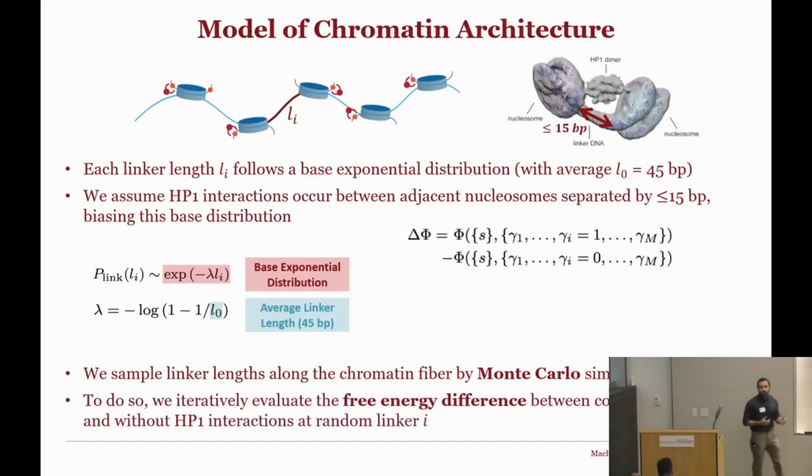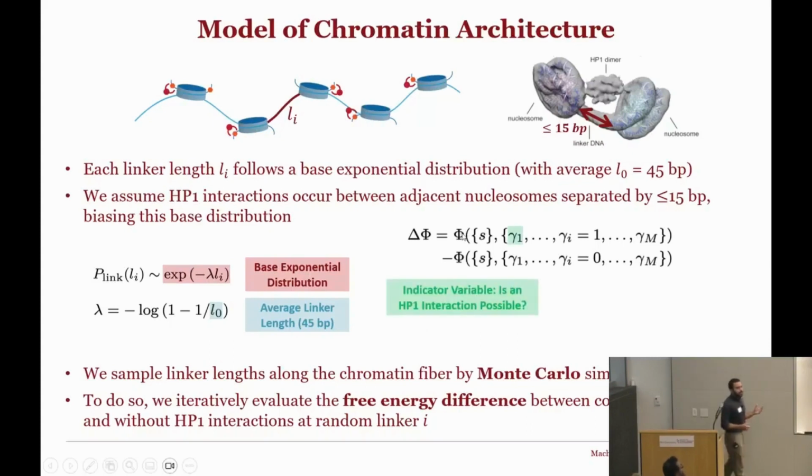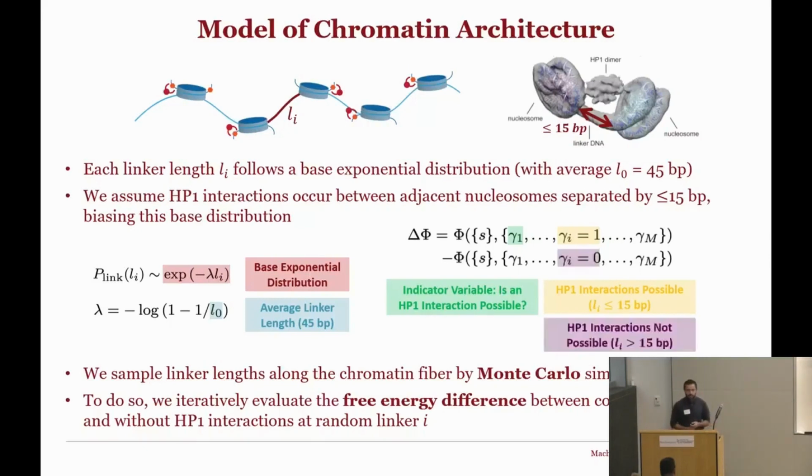Monte Carlo simulations require some sense of energy or favorability of chromatin states, which we denote with a free energy. In this free energy, we need to assign nucleosomes or linkers as facilitating HP1 interactions or being too long to facilitate HP1 interactions. So we denote this with our variable gamma. Gamma i is just an indicator variable, so it's equal to 1 if nucleosomes i and i+1 can form an interaction, and it's equal to 0 otherwise.